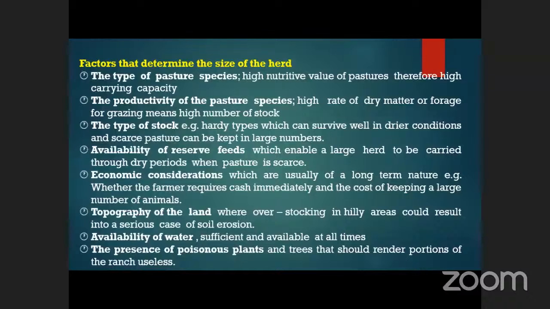Okay, here comes another heading. Factors that determine the size of the herd. A herd simply means a group of animals, a group of cattle. What are the things that increase a herd? Amira, you could read for us the first 4.